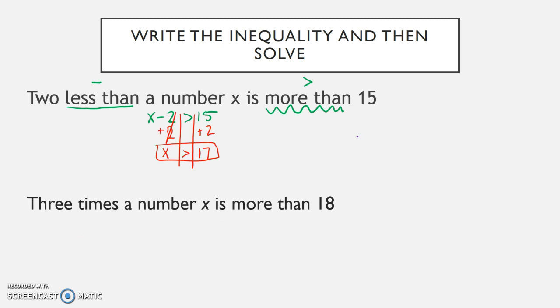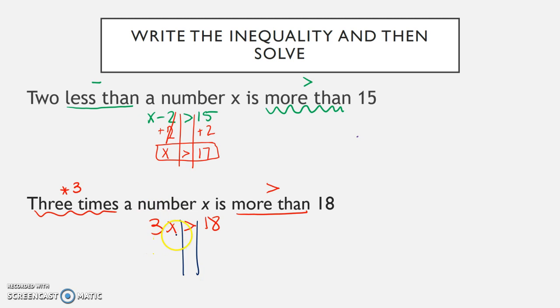Our next problem says 3 times the number x is more than 18. So 3 times is we're multiplying here by 3. A number x is more than, so a greater than symbol there. So 3 times the number x would be 3x. More than is that greater than symbol, 18. So I've got 3x is greater than 18.